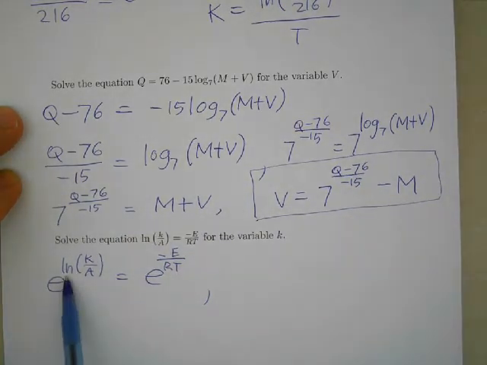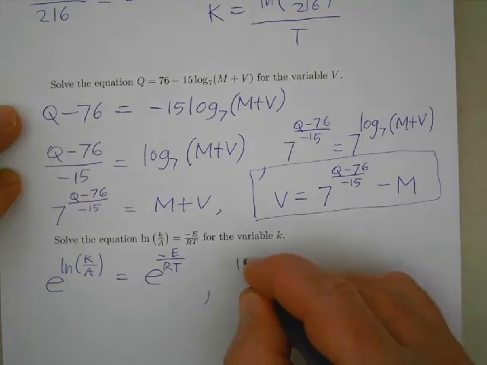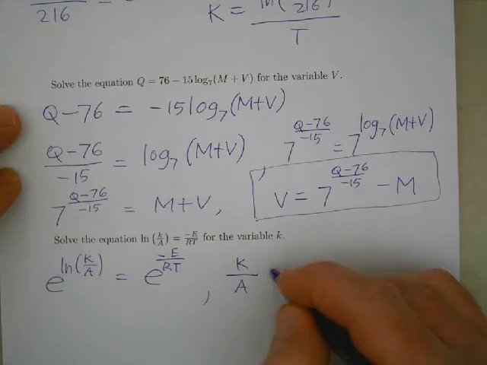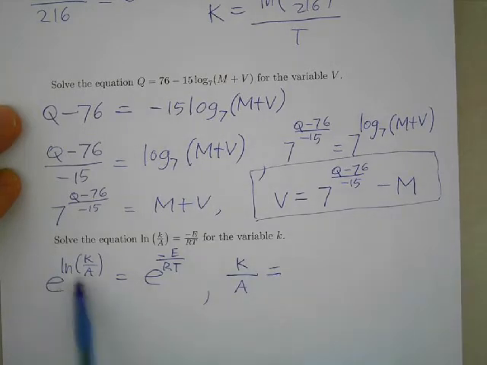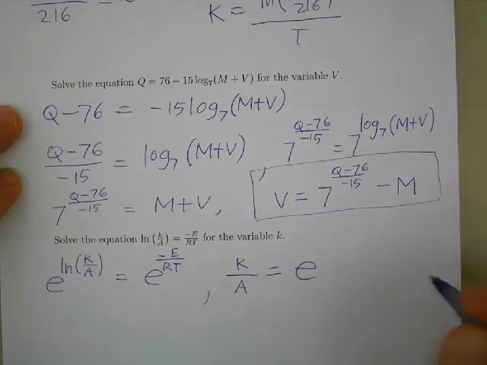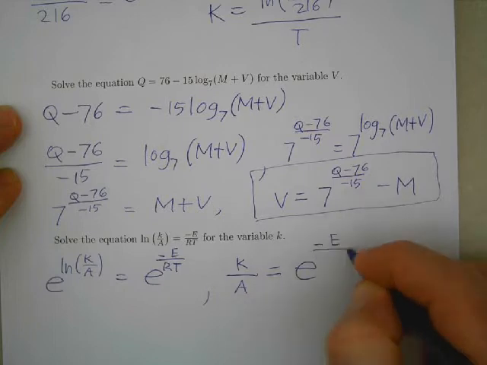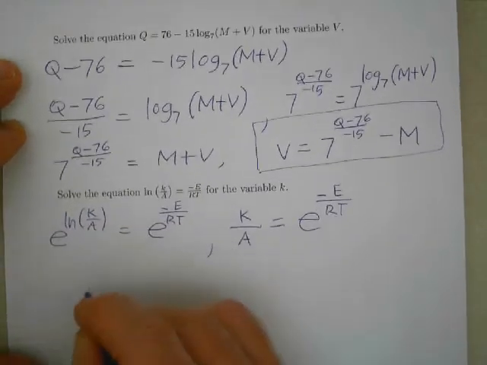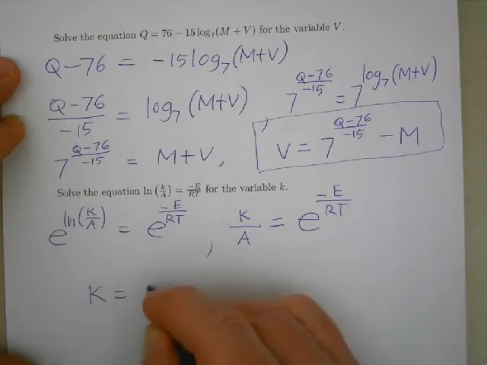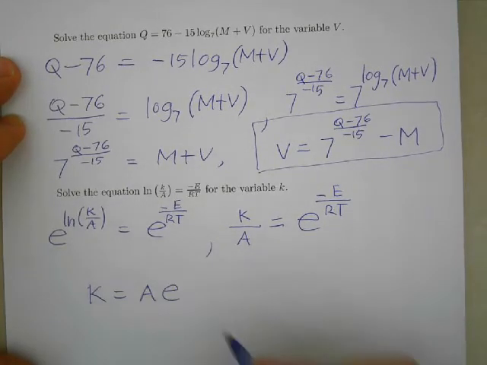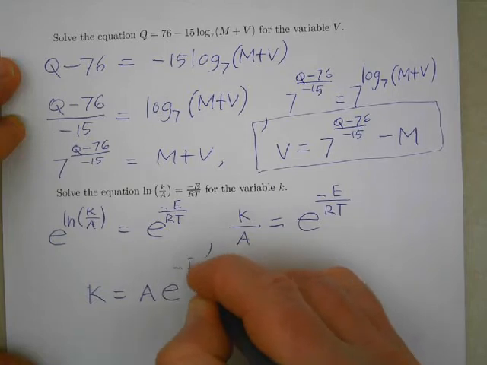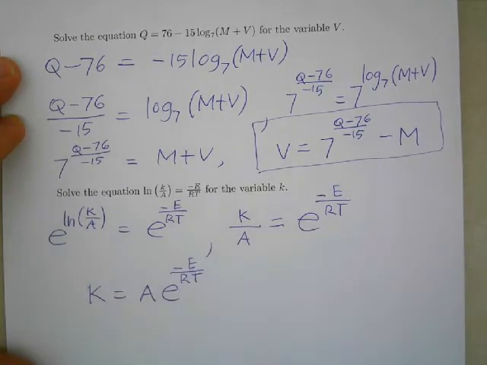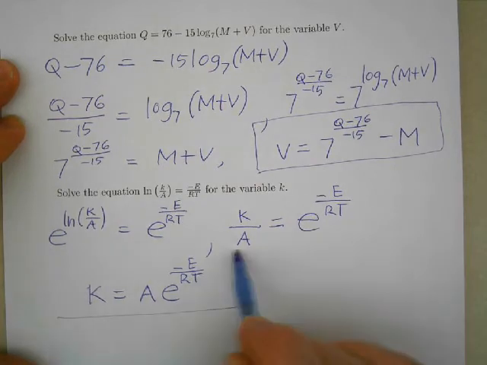But e to the natural log of k divided by a simplifies to k divided by a. That's just based on the definition of the logarithm. So k divided by a equals e to the negative e divided by rt. And we want to solve for k, so now we just multiply both sides by a, and we get k equals a times e to the exponent negative e over rt. Okay, so that's our solution.